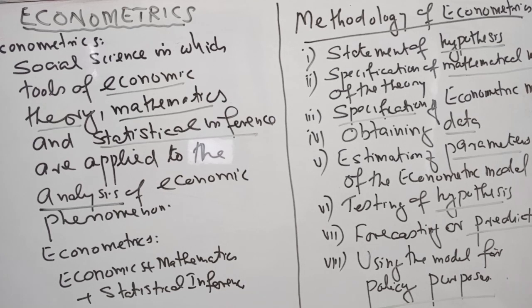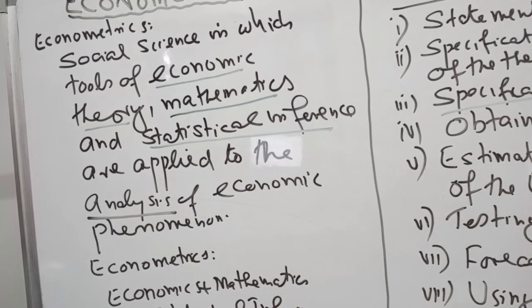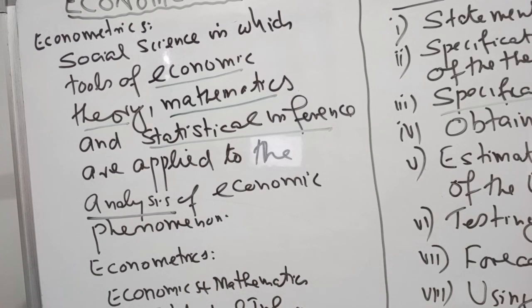And for the analysis of quantitative economics, we use two branches. One is mathematical economics. The other is econometrics. Econometrics is defined in different ways by different economists. Here I am introducing a very simple, direct definition.